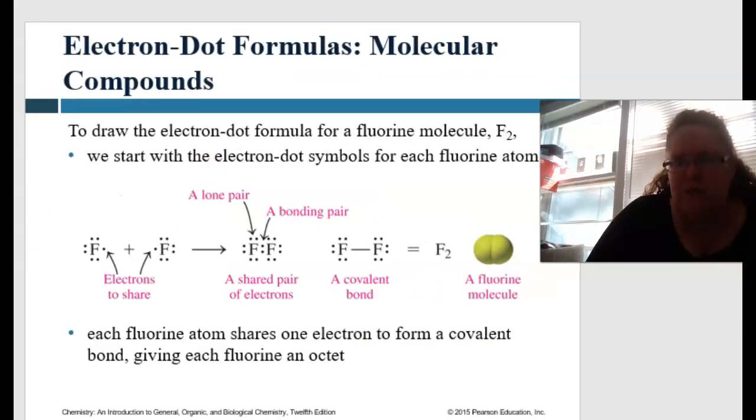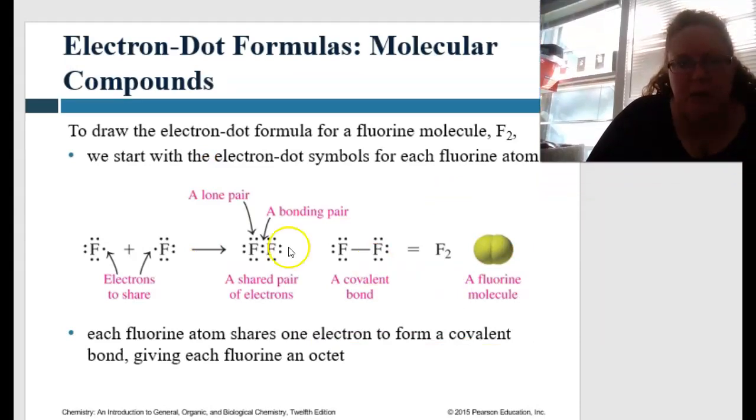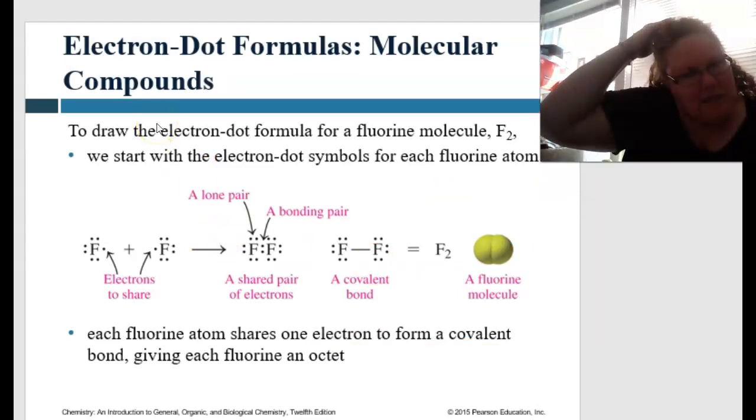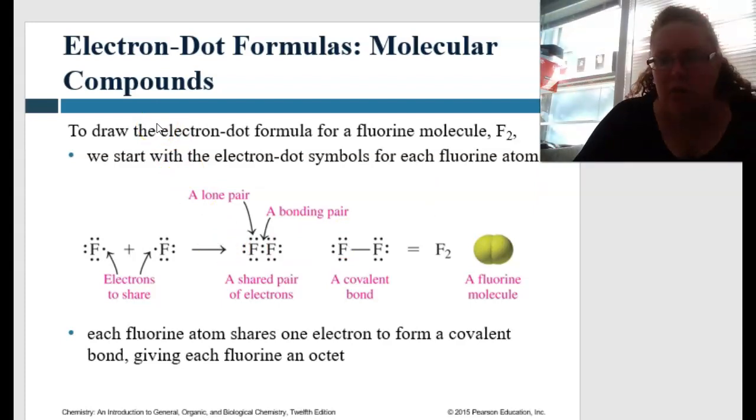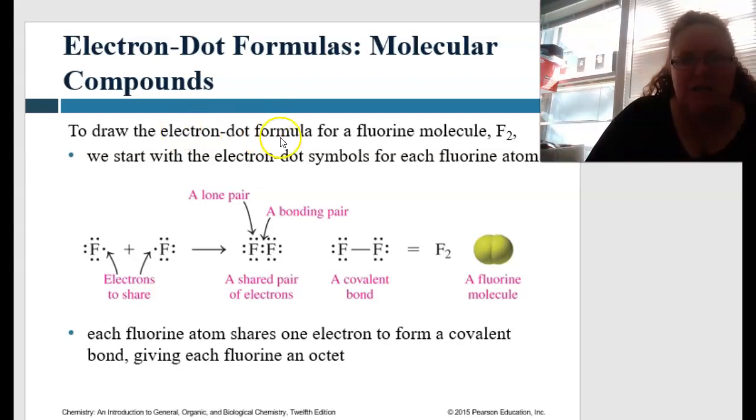So this is electron-dot formulas, and this is how we keep track of those electrons. This is how we're going to draw those molecular compounds. To draw the electron-dot formula of a fluorine molecule, F2, we start with the electron-dot symbols for each fluorine atom. Here we have the fluorine atom with 2, 4, 6, 7 dots. Each of them is missing one to make it full and happy.